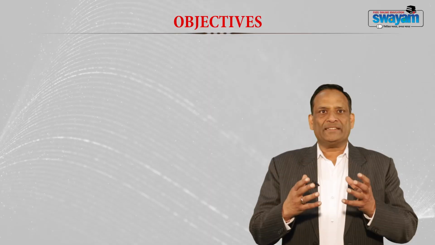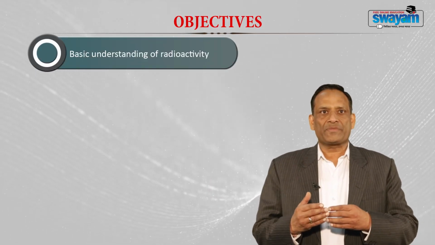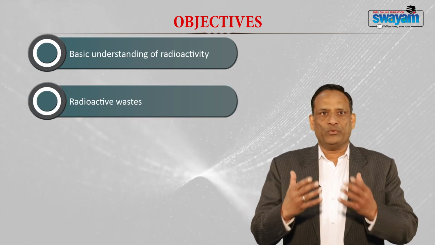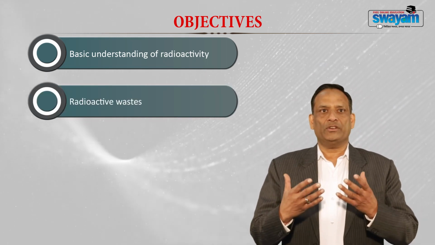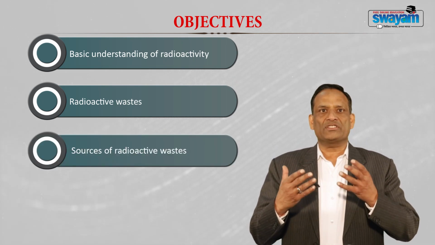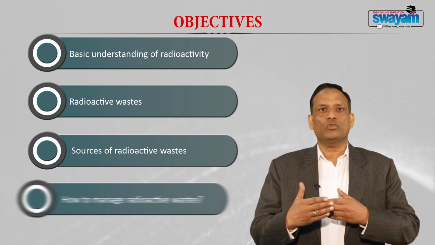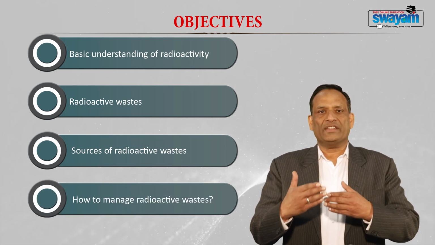With this background, the learning objectives of this module are: a basic understanding of the concept of radioactivity, what radioactive waste is and what the different types of radioactive waste are, the different sources from which radioactive materials are generated, and then how to manage the radioactive waste.